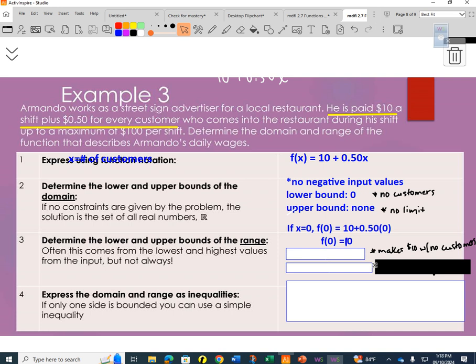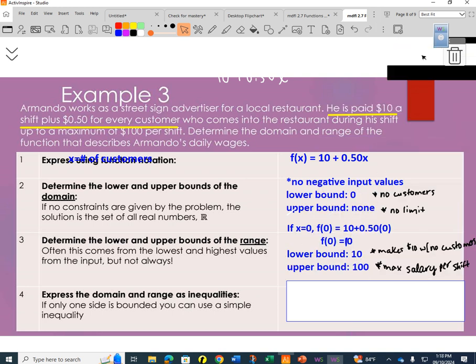So what's the most money he can make? What's his upper bound of output for this function? Not 110. It's going to be his per shift, because that's going to include his $10, right? So the maximum output, okay, his lower bound is 10. His maximum or upper bound is $100. And that is his maximum salary per shift, and that has to include his $10.